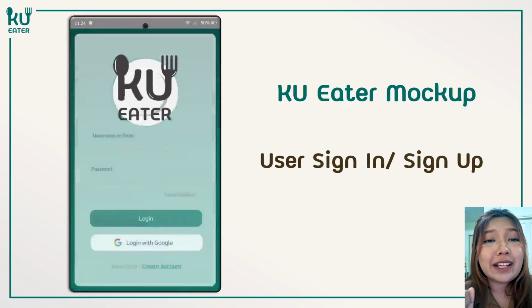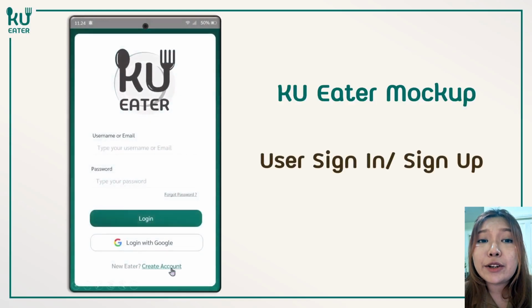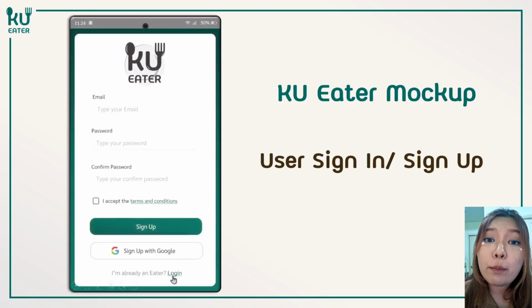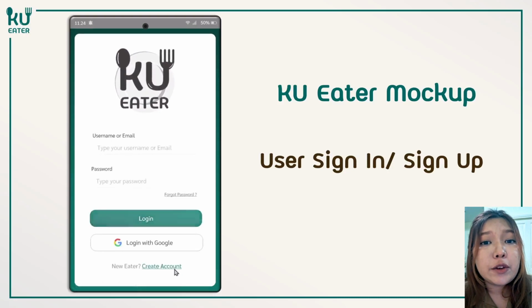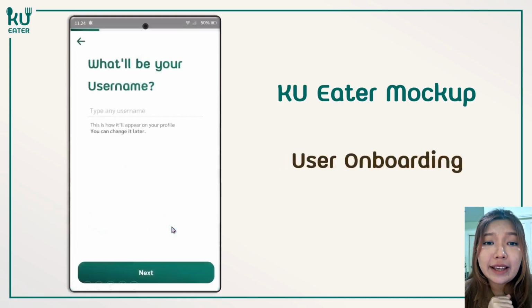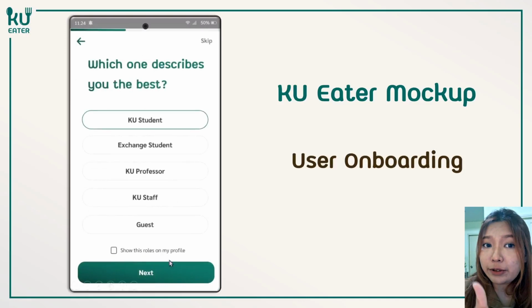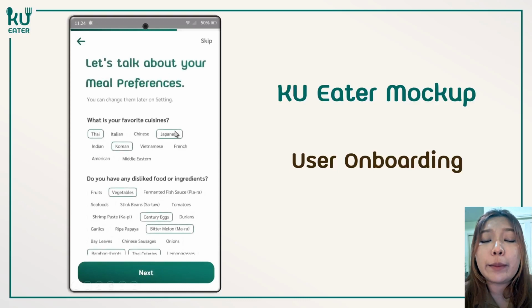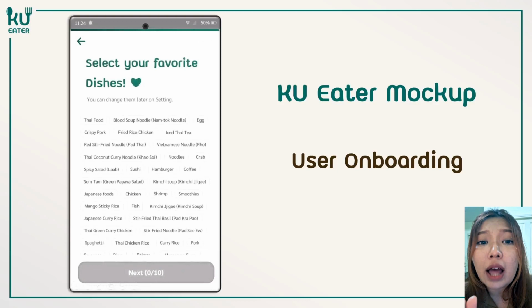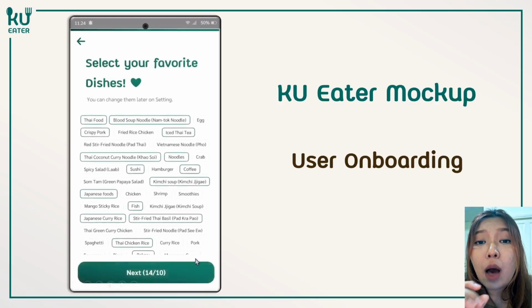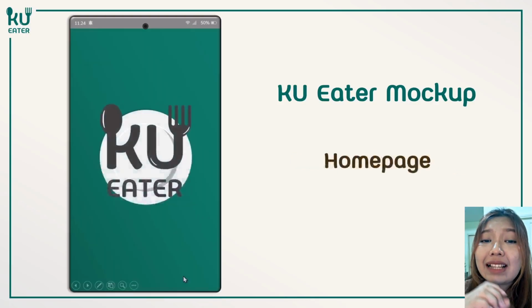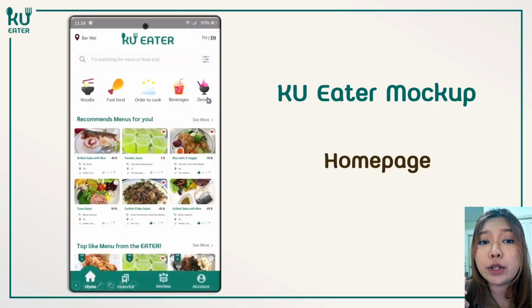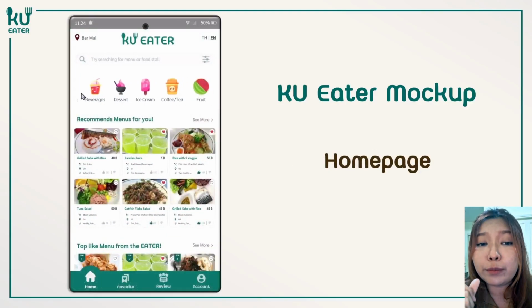Next, we will talk about the KU Eater mockup. As you can see, the user can sign in when they enter the app, or in case of a first visit, the user can sign up and input some basic information, including dietary restrictions, their meal preferences, and some samples of favorite dishes that let our recommendation engine work on the first visit. After this part, the user will see the homepage of our application, which already has some recommended menus and food stores aligned with their own preferences.